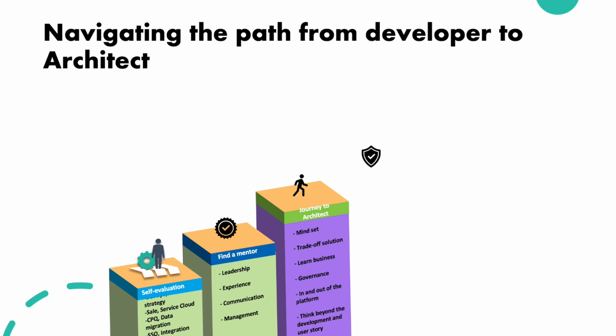The biggest shift in your career is the mindset. You have to think about the bigger picture if you want to become an architect. So think about trade-off solutions. Usually when you are a developer, you simply jump into the solution and try to implement it. But when you are an architect, you need to think about all possible solutions and then think about which one is scalable for your project in the longer term. That is the mindset you have to learn.